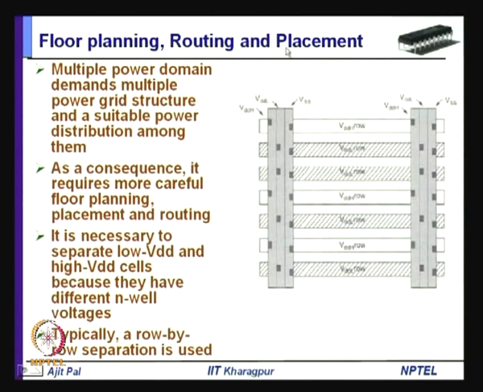Coming to floor planning, routing and placement. Multiple power domains demand multiple power grid structures and a suitable power distribution among them. What is being done? You can see different rows. This row corresponds to the high voltage domain without any shade, and this particular row corresponds to standard cells of the low voltage domain. This is another row where you have standard cells of the low voltage domain. So, you have done some kind of clustering and placed them in a particular row; row by row placement has been done for the convenience of connecting power rails.